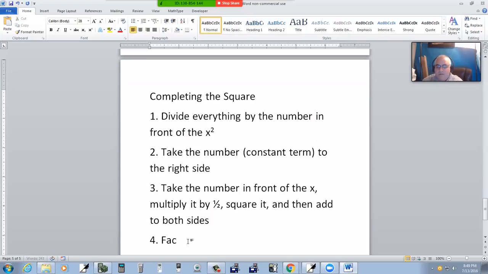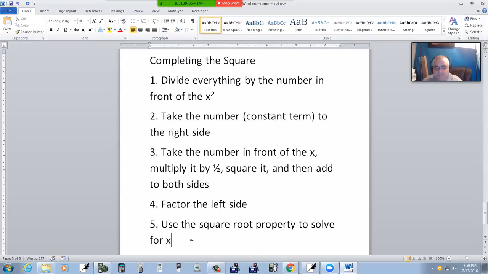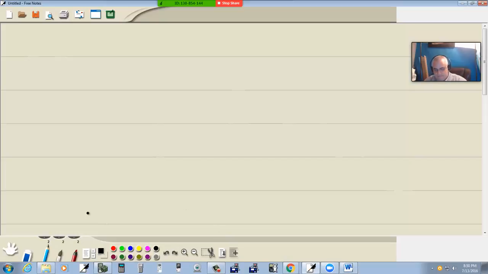Step 4, back to the left side. Step 5, use the square root property to solve for x. Okay. I'm going to look at an easy problem to begin with, and then I'll look at a harder one.